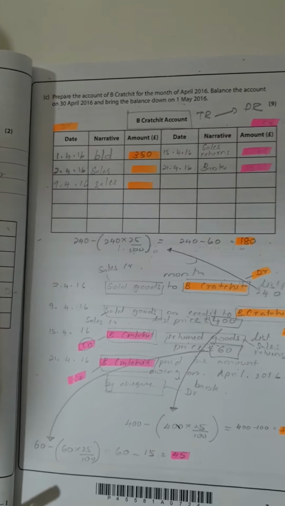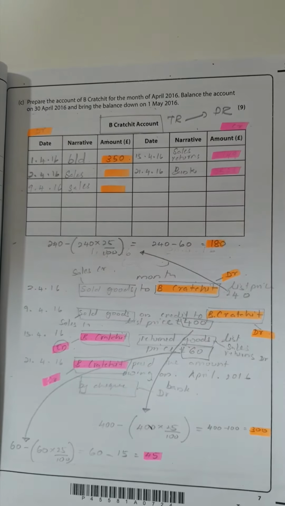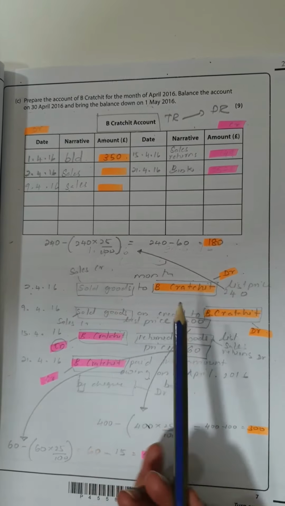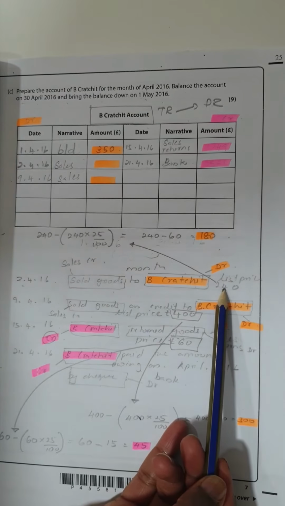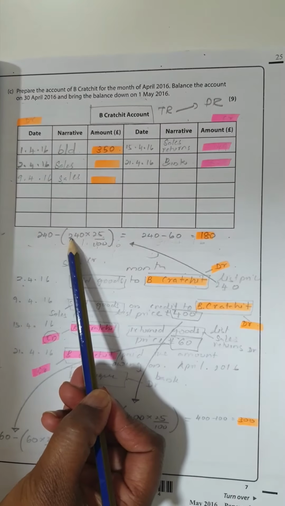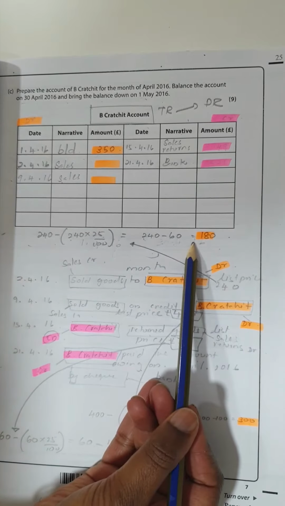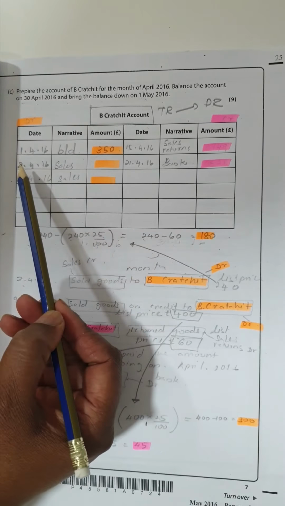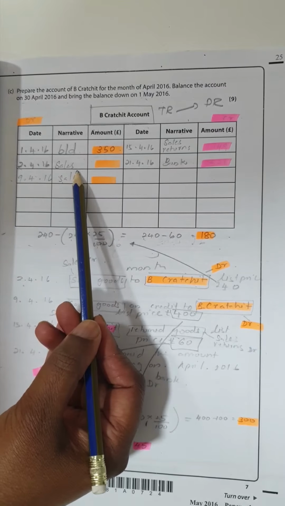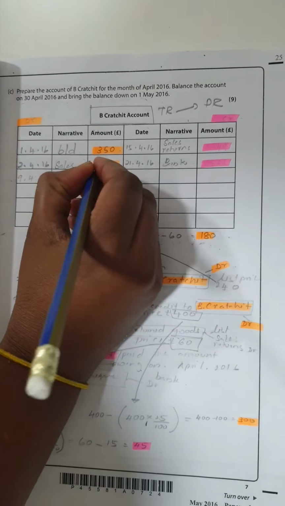Moving to page number 25. Now you can see on 2nd you sold goods to B. Cratchit, which is worth 240 list price. You take away 25% of 240, which is 60, so 240 take away 60 gives you 180. So where will you enter this? You will enter this on the debit side of B. Cratchit's account, 2nd April 16, opposite account's name sales, and you enter this 180 over here.